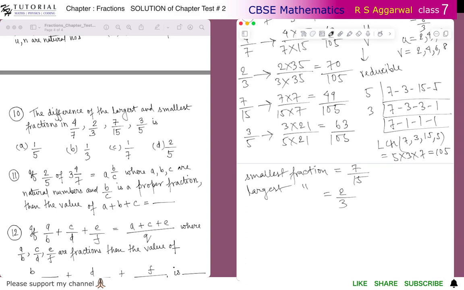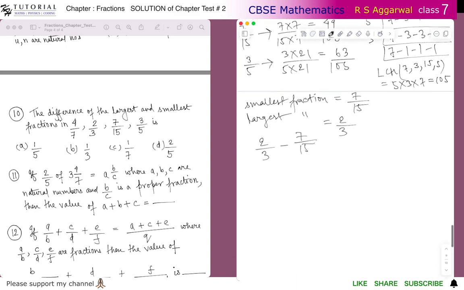So we have to find the difference between 2 by 3 and the smallest, that is 7 by 15. Now this becomes, I am doing it directly, 10 minus 7 by 15. This is 3 by 15, and this is 1 by 5. So the correct answer is choice A.